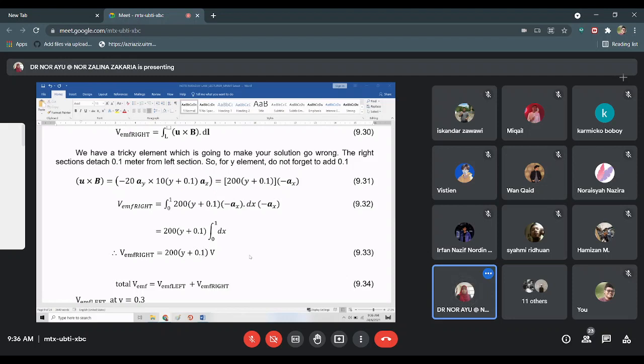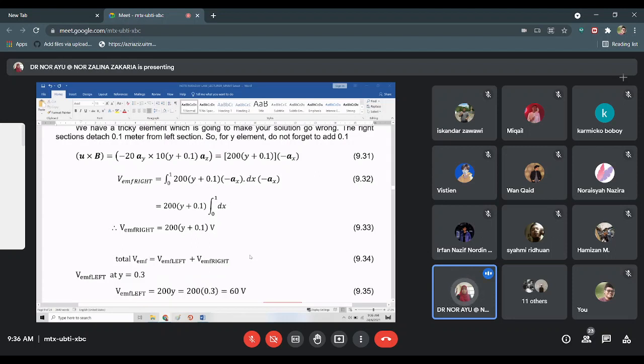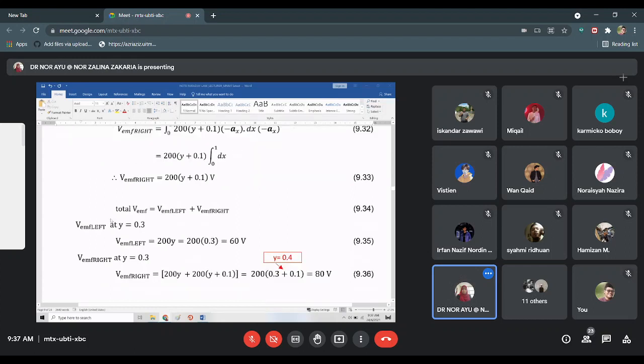So to find the total VEMF, you need to add the left one and the right one. There is no condition, you just need to add them. Okay, but it asks to find y equals to 0.3. Wait a moment.